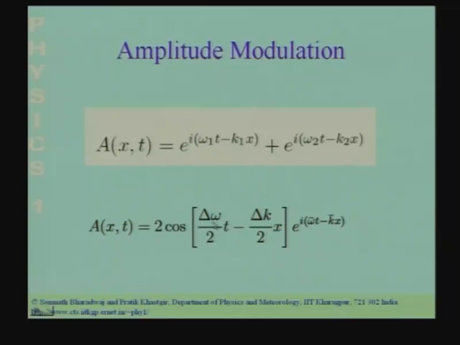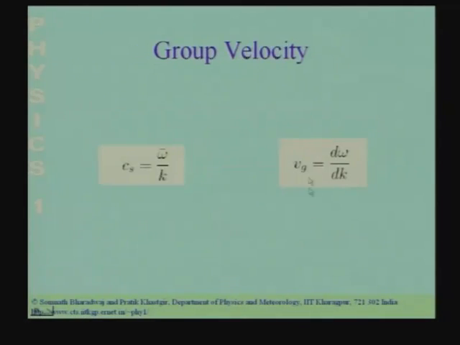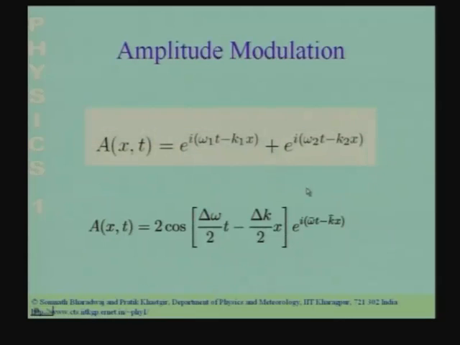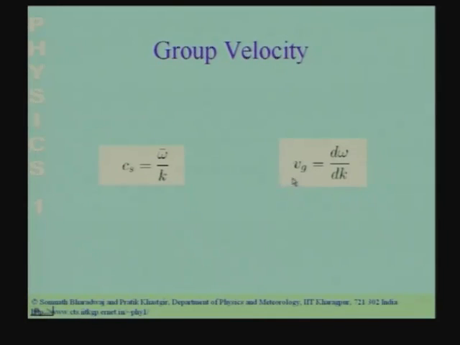The modulation will propagate at the speed delta omega by delta k. If you take the limit where the difference in the two frequencies goes to 0, then you get the speed at which the modulation propagates, which is called the group velocity, d omega by dk. We have already discussed that modulations can be used to send information. So, the group velocity usually tells us the speed at which information can be carried by the wave.